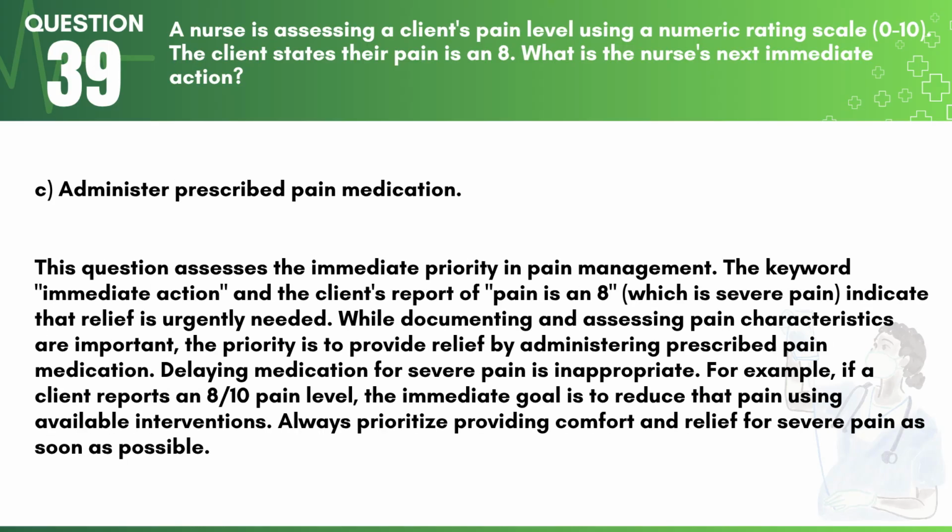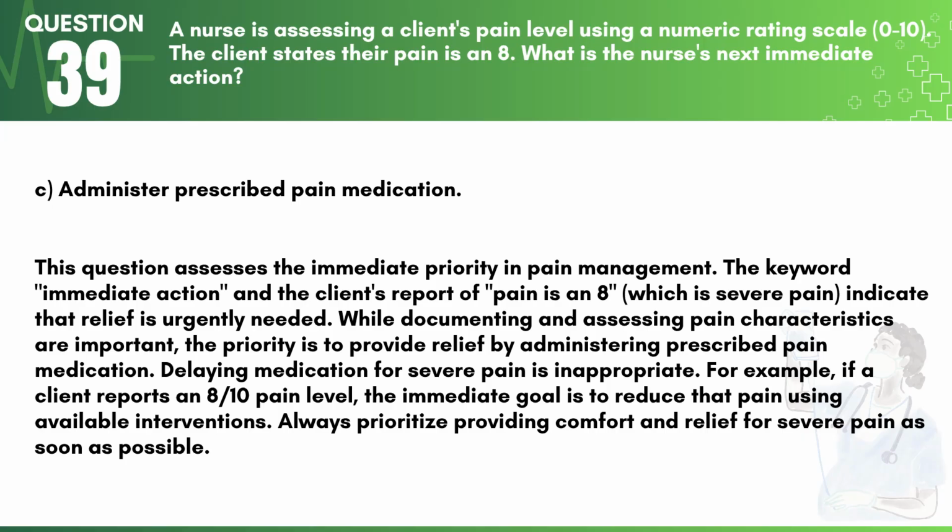Answer: C. Administer prescribed pain medication. This question assesses the immediate priority in pain management. The keyword, immediate action, and the client's report that pain is an 8, which is severe pain, indicate that relief is urgently needed. While documenting and assessing pain characteristics are important, the priority is to provide relief by administering prescribed pain medication. Delaying medication for severe pain is inappropriate.